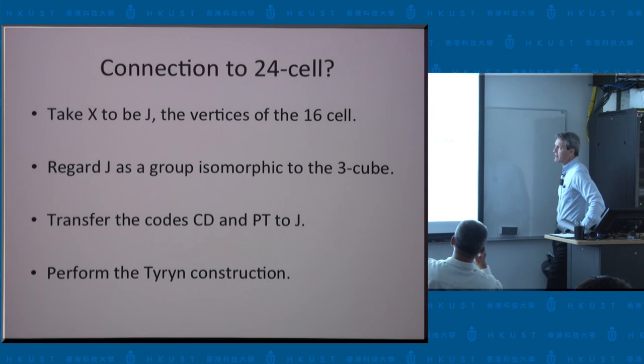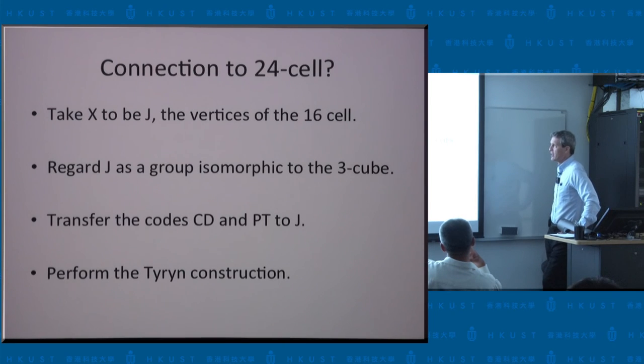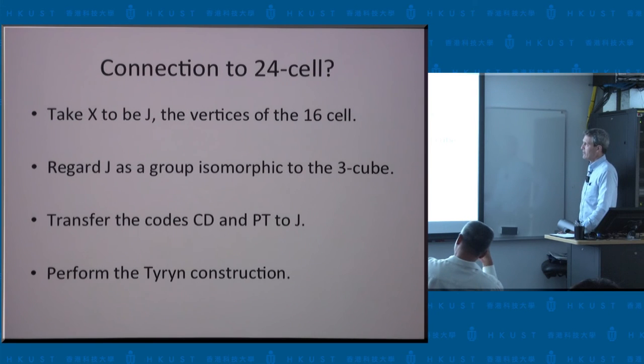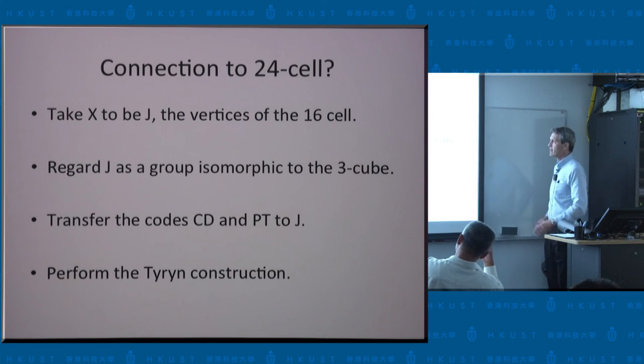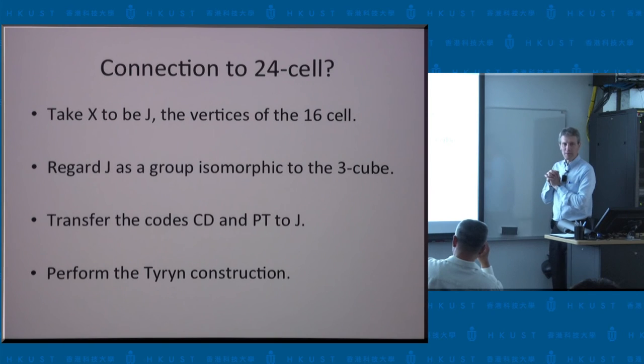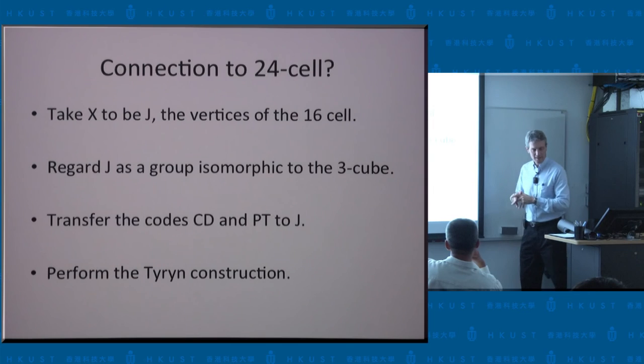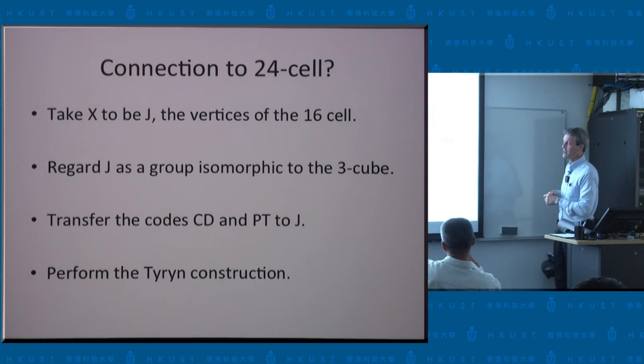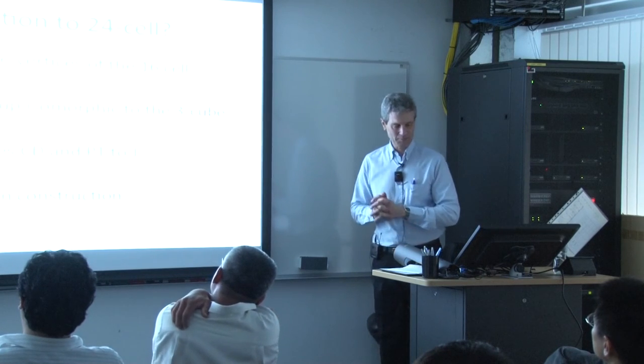So you can make the Golay code live on the 24 cell. In this way, at least there's a formal connection between the 24 cell and the Leech lattice, and therefore a formal connection between a large chunk of sporadic group theory. And so I just leave it as maybe a homework exercise to see if you can make this simplify the theory in any way. Thank you.